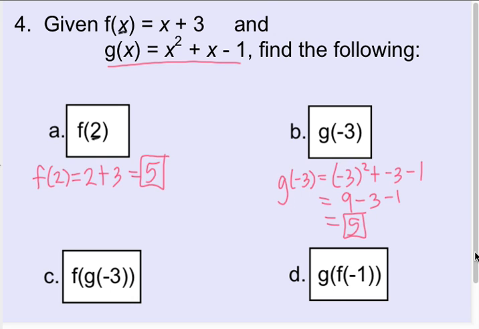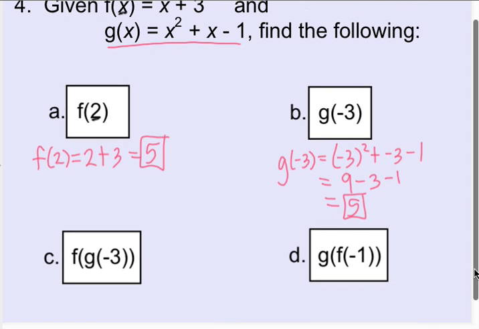C is a little bit more complicated. Okay, it's a function inside of a function. So we always start on the inside, on the innermost part. So we figure out, well, what is g of negative 3 first? We just did that in part B. We found that g of negative 3 is 5.